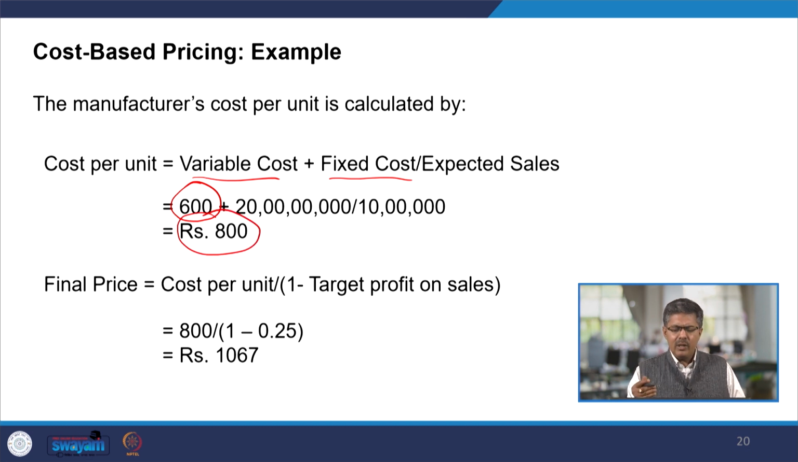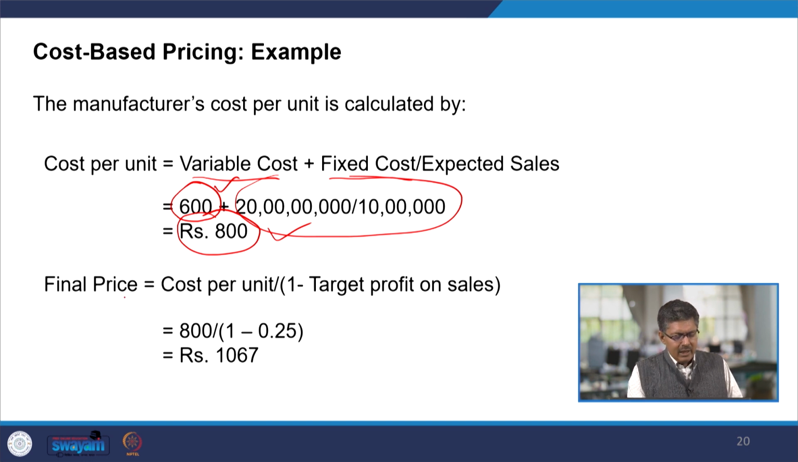So, as we know, the fixed cost is generally not counted because we have already established the plant. But if we look at the number of units that we are producing and how it is distributed across the product, we are finding the total cost per unit for the manufacturer is now 600 from variable cost and 200 from fixed cost upon sales.